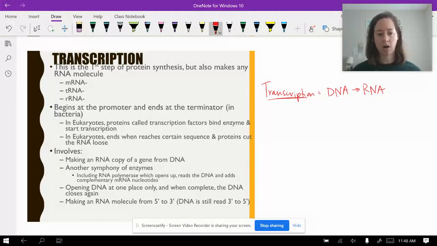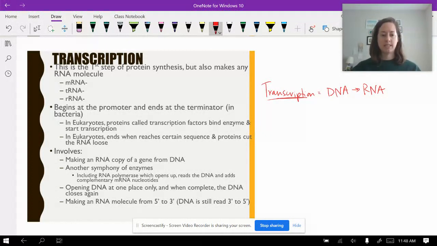One of them is called RNA polymerase, which remember, we had DNA polymerase that replicated the DNA. RNA polymerase is going to add new mRNA nucleotides into the growing mRNA or tRNA or whatever RNA you're making.